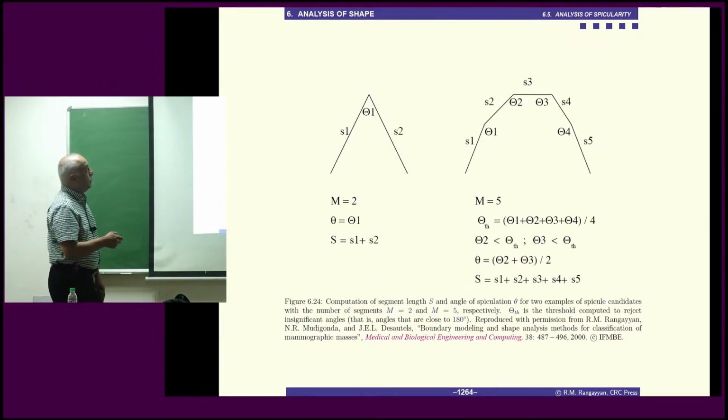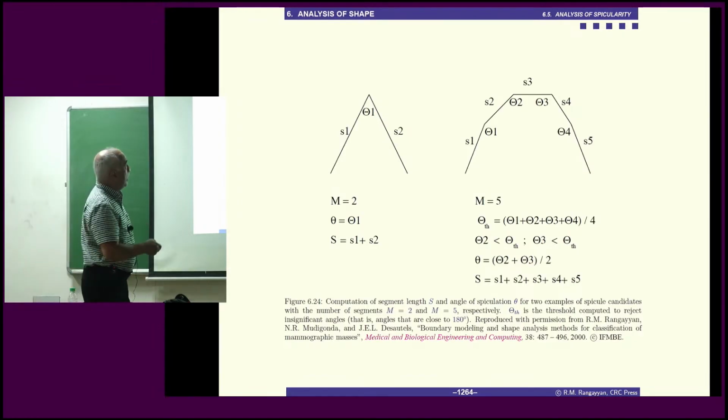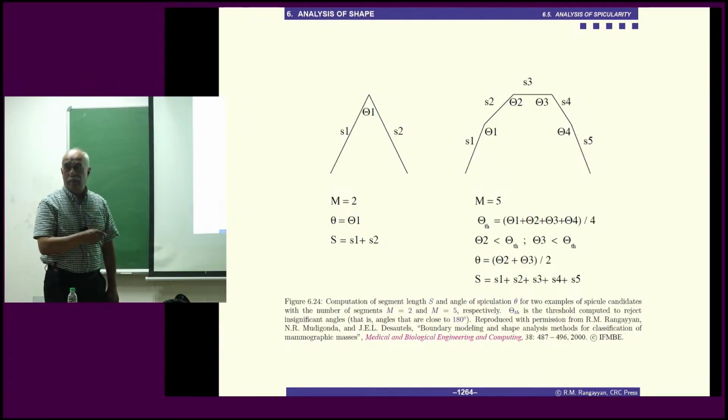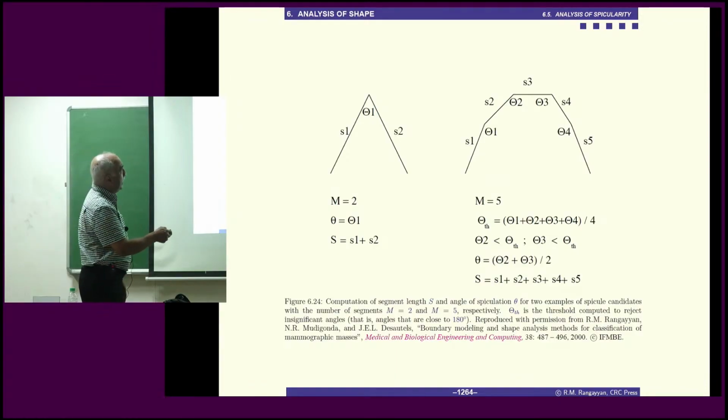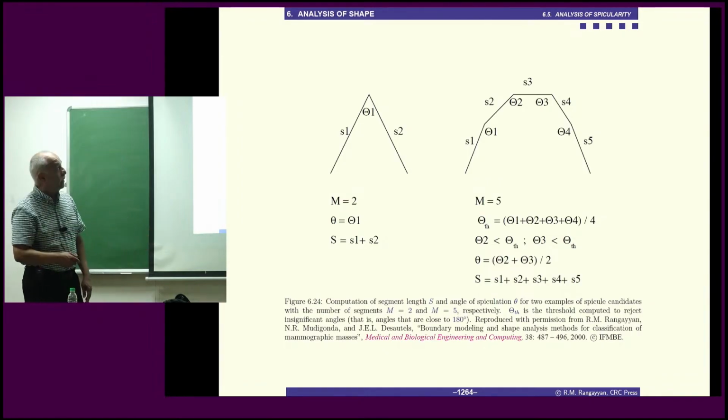If a part of a contour between 2 points of inflection is a spicule, and there are no other vertices of the polygon, there are only 2 sides and 1 angle, no issue. That's easy. You just take that angle. But if you have 2 points of inflection and in between there are other vertices of the polygonal model, then there are so many angles. If you have 5 sides, there are 4 internal angles. So which angle do you take?